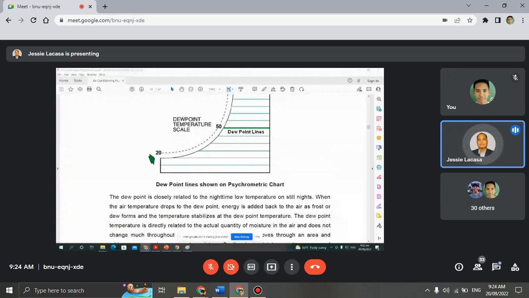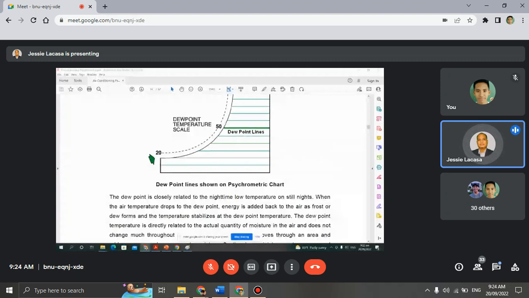So reading the vapor pressure is parallel to the humidity ratio. Its scale is also on the right side, the same as the humidity ratio scale.